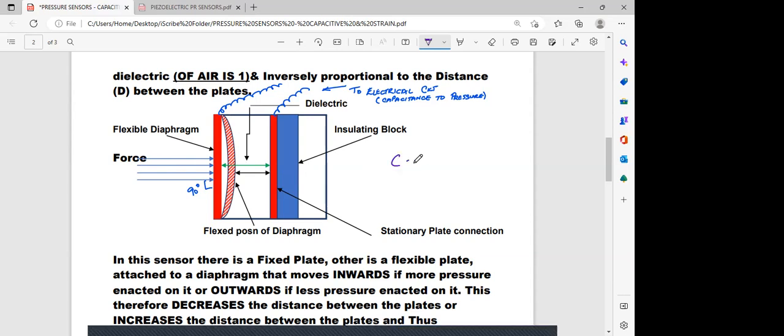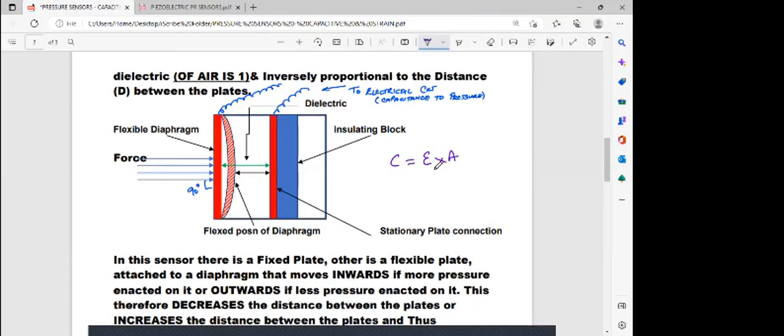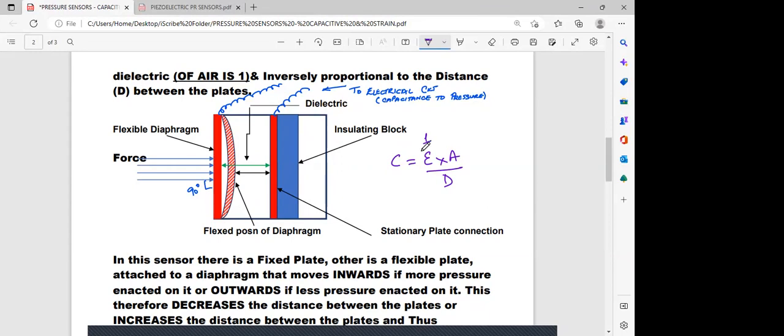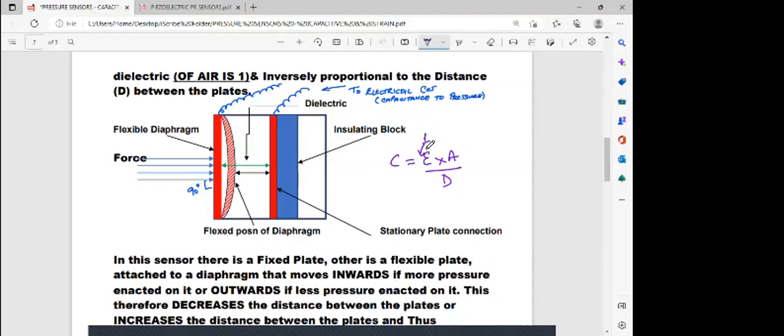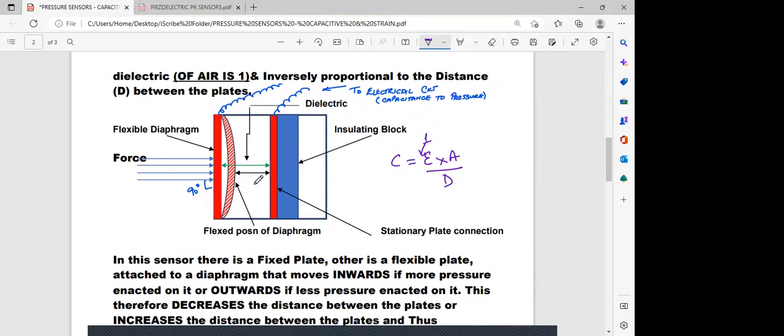Once again, C is equal to epsilon multiplied by A divided by D. Let's take the epsilon, or the dielectric, as air. Air, as you know, is 1. Epsilon is 1. The dielectric strength of air is 1. Anything other than air is something greater than 1. So depending on the material being used over here, it can be either air, 1, something else, maybe 2, yet another material 3, and so on and so forth.